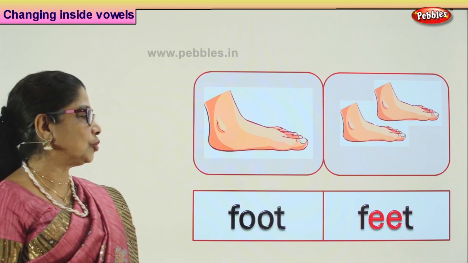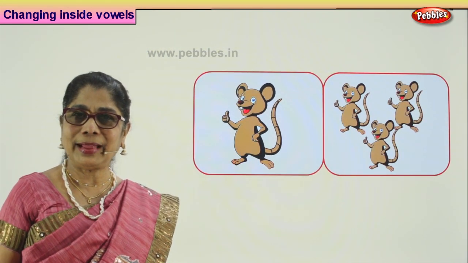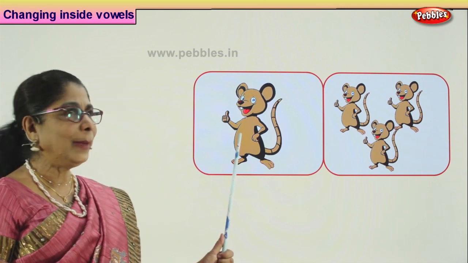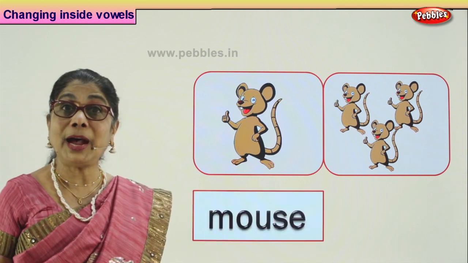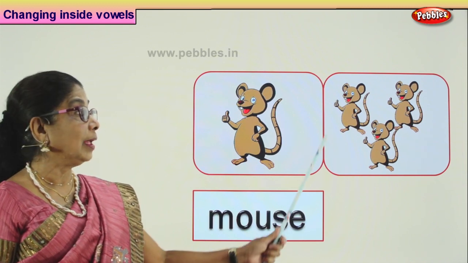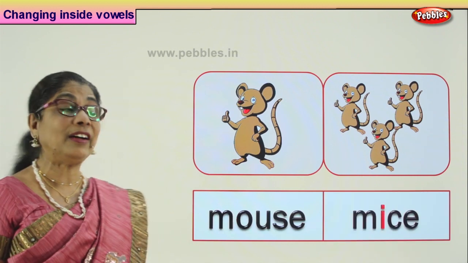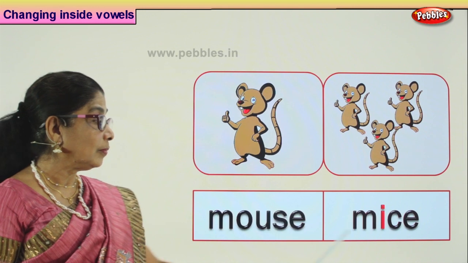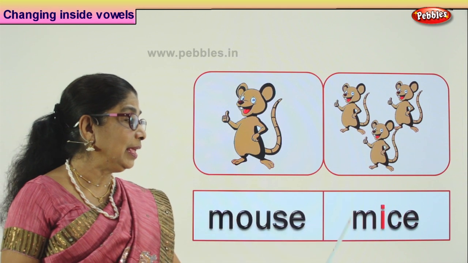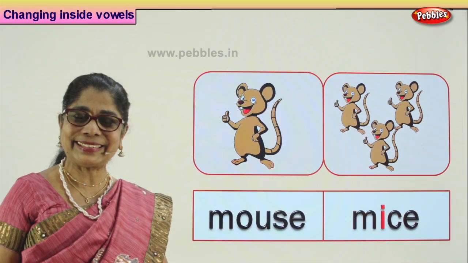Let's look at another picture. What do we have here? The rat that troubles mommy in the kitchen and in the garden. What is this? Mouse. One mouse. And many mice. Look at the vowel change inside. One mouse. Three mice. Mouse, mice. Good.